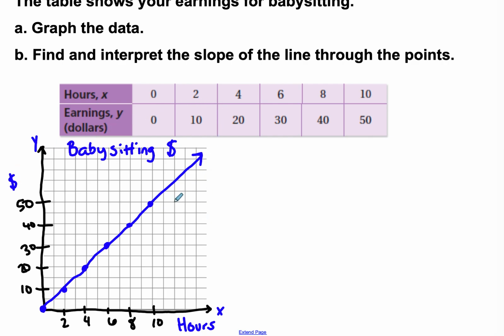All right, so that's what your graph should look like. Any story problem, you need to have numbers on your x-axis, numbers on your y-axis. Your line goes through the entire graph with labels on the y and x-axis and a title at the top. So you need all of that. That is part A. Then for part B, we need to find and interpret the slope of the line through the points. Now you can pick any 2 points that you want. I'm going to pick these first 2.